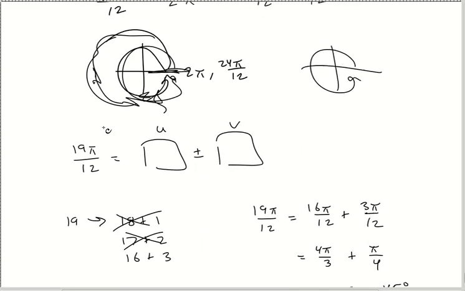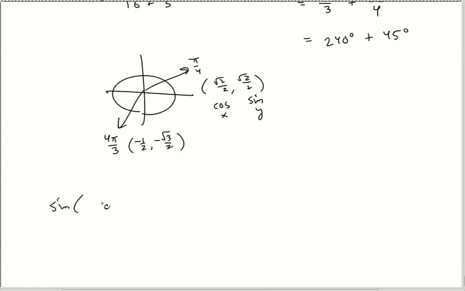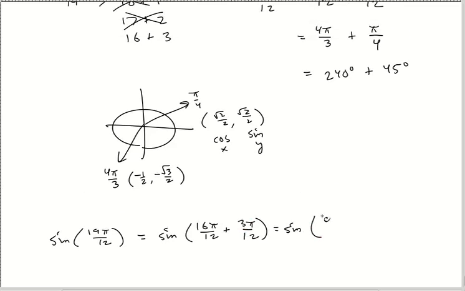So now I finally am going to go back to what I'm going to write here. Here we go. My sine of the 19 pi over 12. Sorry about that, it's a sine. Got distracted for a second there. Is, I'm supposing, the 16 pi over 12 plus the 3 pi over 12, which we simplified to, what was it, 4 pi over 3 plus pi over 4.